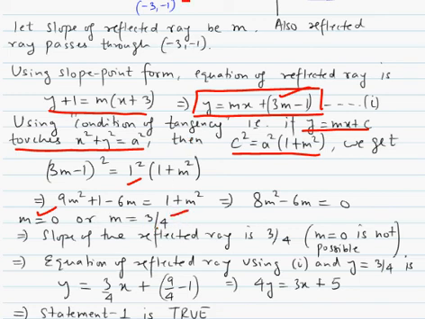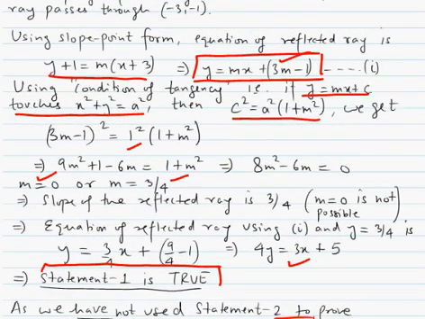So m equal to 0 cannot be the answer, because the reflected ray cannot be the mirror. So we take m equal to 3 by 4, and on replacing m equal to 3 by 4, the equation of the reflected ray is this, which is correct. So statement 2 is correct, statement 1 is correct. Now we need to decide between choice A and choice B.